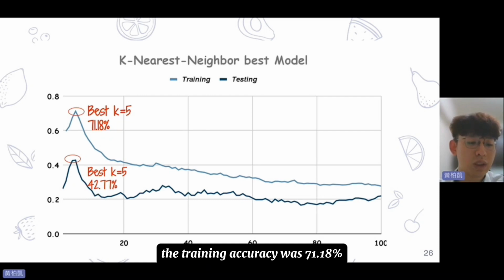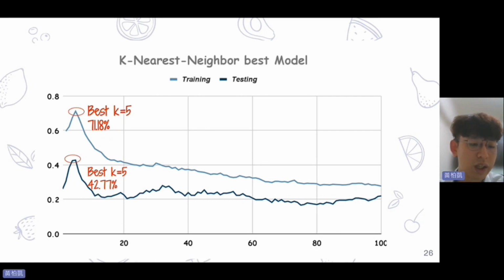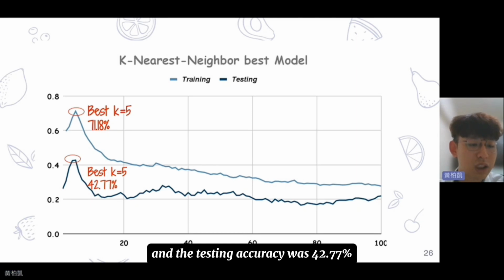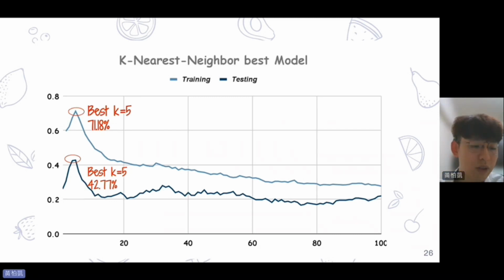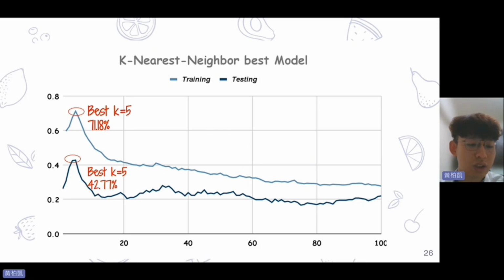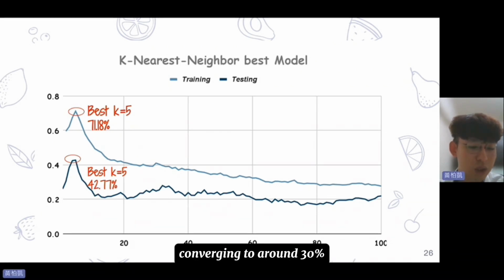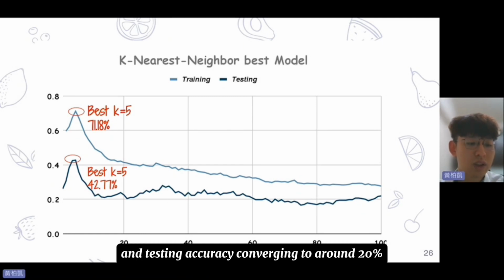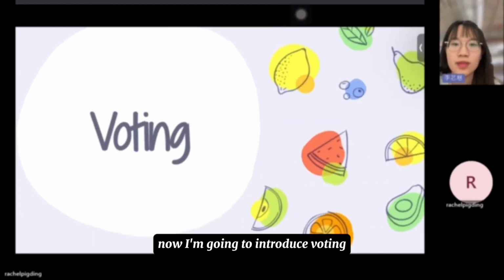was 71.18%, and the testing accuracy was 42.77%. After that, accuracy gradually declined, with the training accuracy converging to around 30%, and the testing accuracy converging to around 20%. Now I'm going to introduce voting.